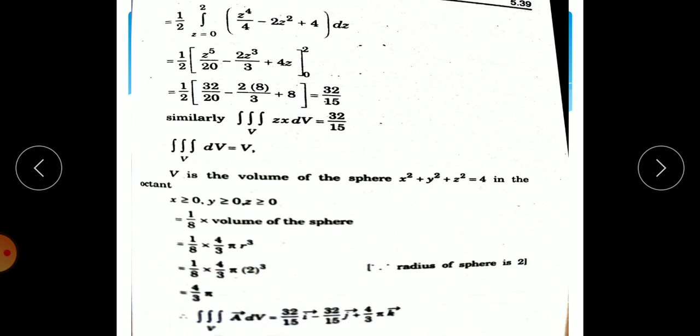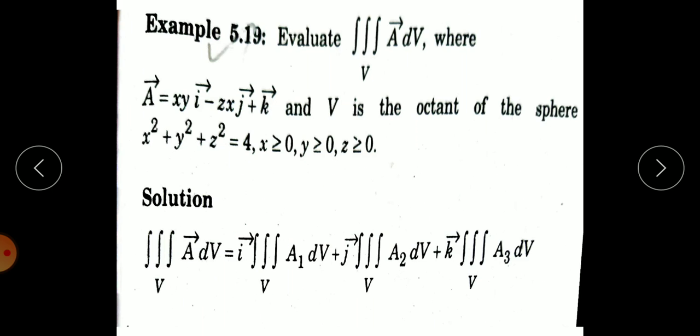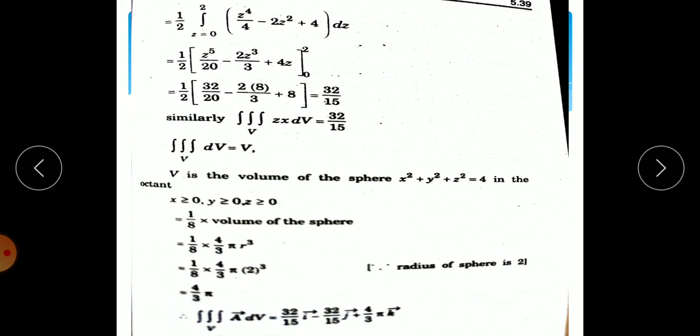For the third, the triple integral over V of dv, because in the question they have given only the k vector alone, not any variables, not any coefficients in this term. So see the third part, triple integral over V of dv equals V. V is the volume of the sphere they have given in the octant, and limits also they have given. So we know the formula, that is here 1 by 8 into the volume of the sphere. We use 1 by 8 for the sphere because it has 8 parts: 6 sides plus top and bottom, so 8.